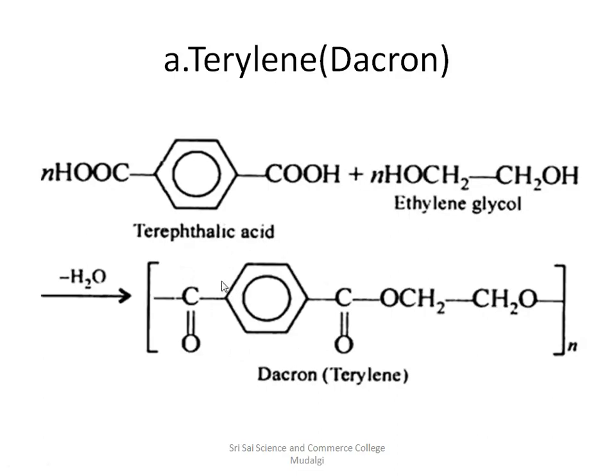So hence this is an example for your Terylene or Dacron, along with minus H2O, there is removal of a water molecule. So Terylene or Dacron is formed by the monomers called what? Terephthalic acid with ethylene glycol. Terephthalic acid is a dicarboxylic acid, ethylene glycol is a diol, right? So it results in the formation of Dacron or Terylene. These structures are important, students, so be perfect.